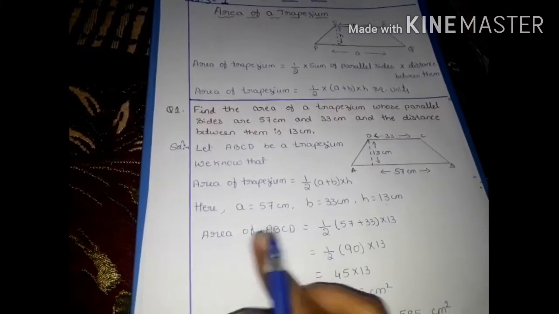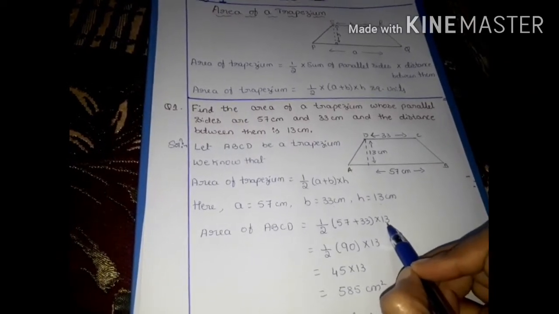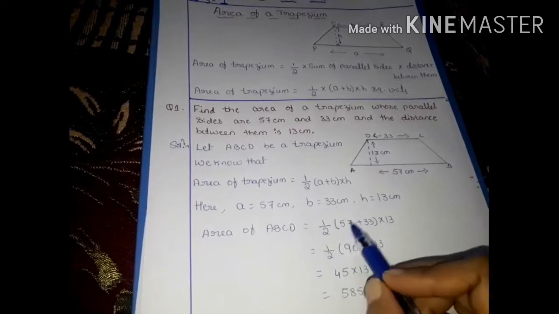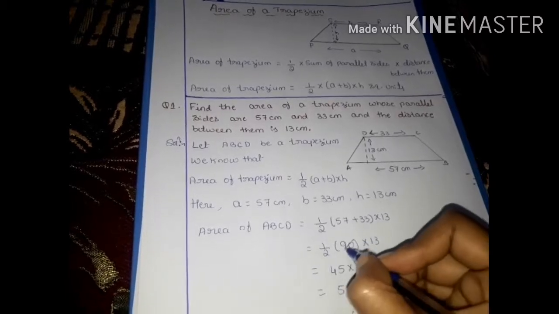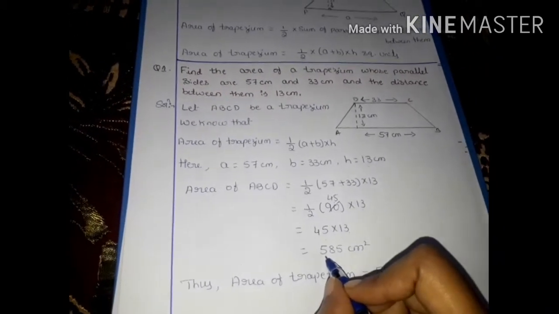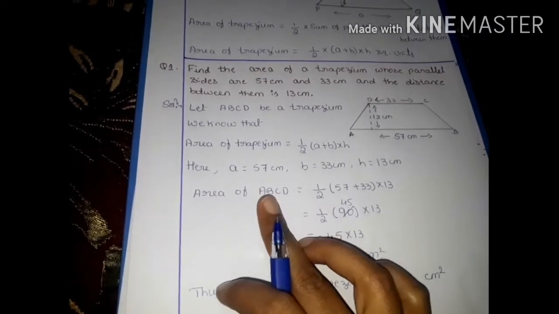Here we took the area of the trapezium ABCD. Area of trapezium is equal to half into A plus B, A is 57 cm plus 33, into height H given 13. Half into 57 plus 33, 90, into 13. 2 ones are 2, 2 fours are 8, 1 left, 2 fives are 10. After cancellation we'll get 45. 45 into 13, the product gives 585 centimeter square. This is the area of the trapezium ABCD.